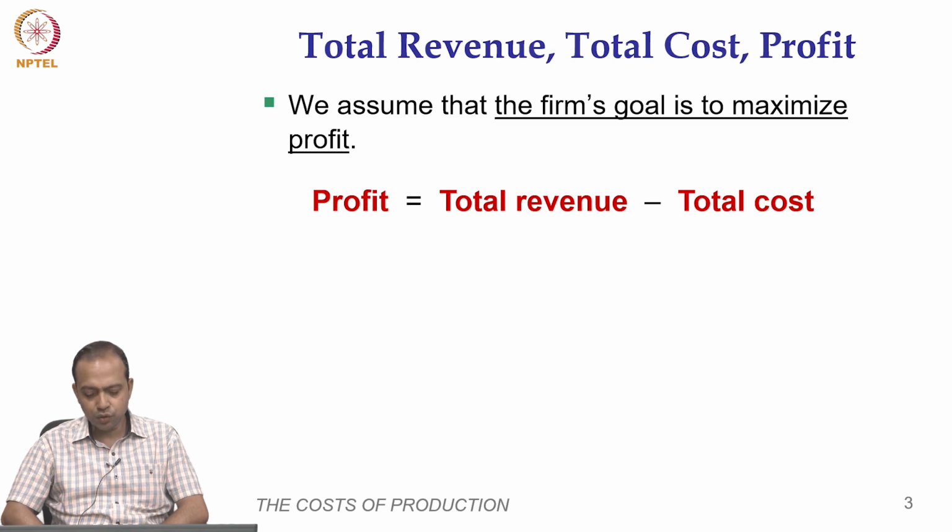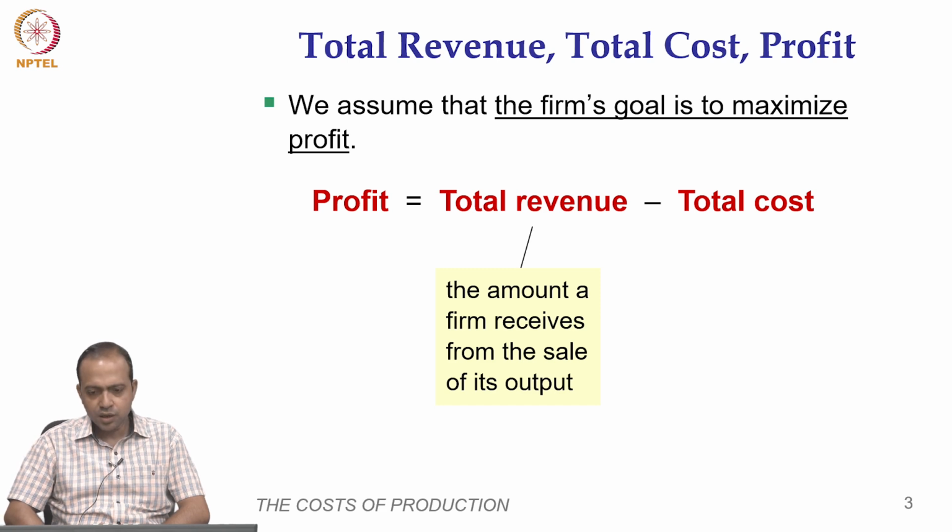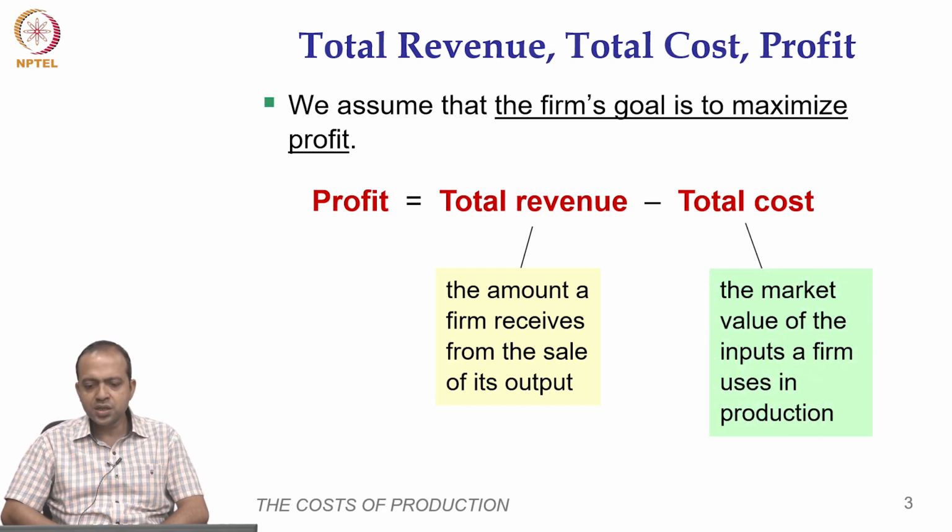What is total revenue? Total revenue is basically the amount of money that the firm receives by selling the output, which is nothing but P multiplied by Q. And total cost is the market value of the inputs that the firm is going to use. Okay? The market value of the inputs that the firm will be using.